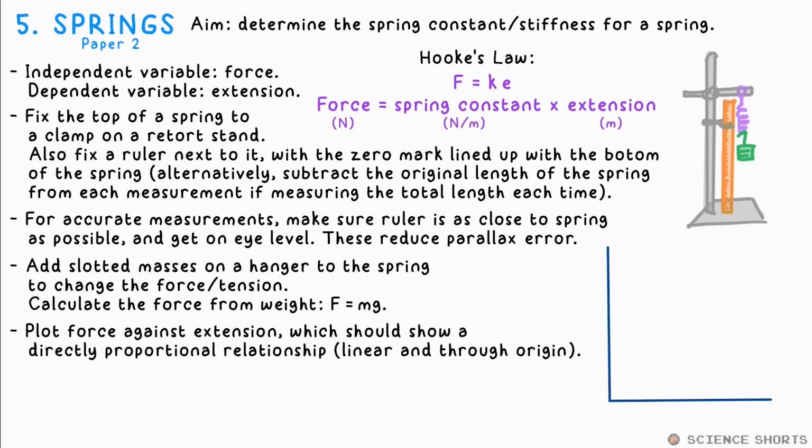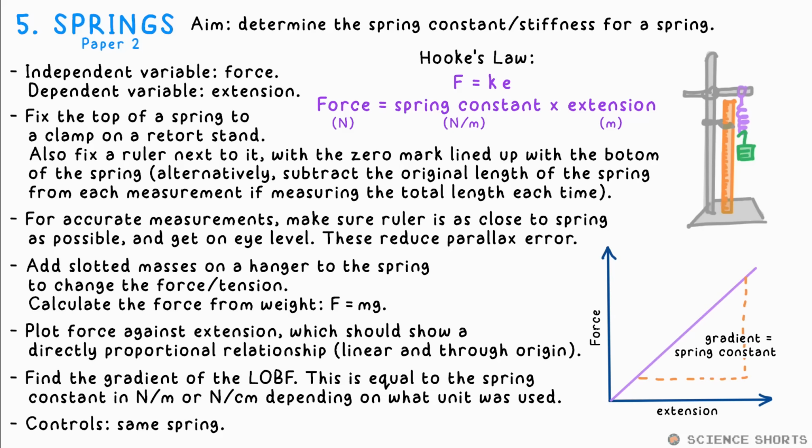Plot this against extension. Even though you might think the axis should be the other way round, it makes it such that the gradient of the line gives you the spring constant in newtons per meter, or newtons per centimeter if you kept your extensions in centimeters. This is where Hooke's law, F equals ke, comes from, where k is the spring constant. This should be a straight line that goes through the origin, showing that this is a directly proportional relationship.